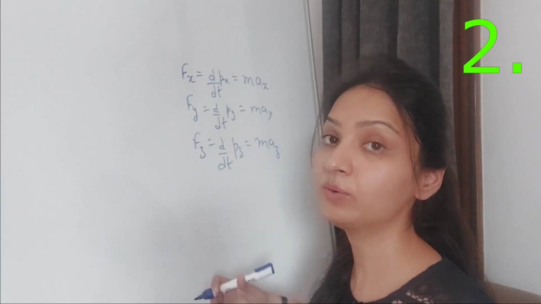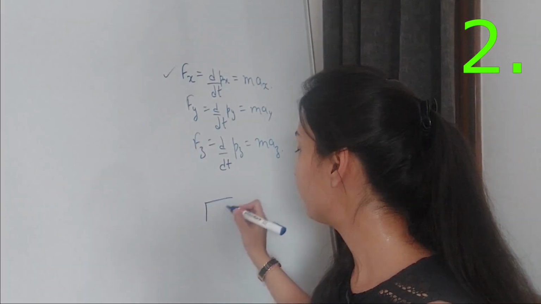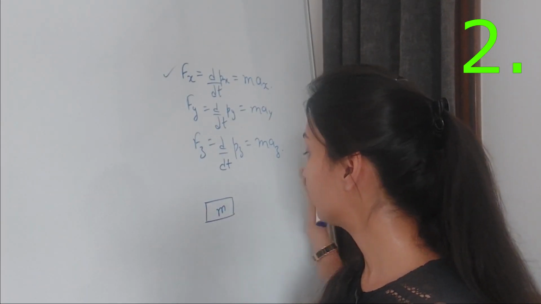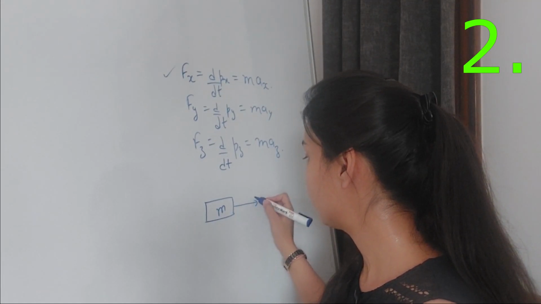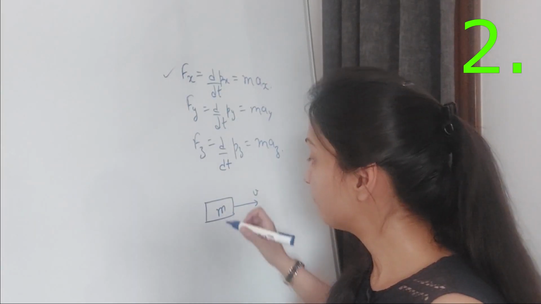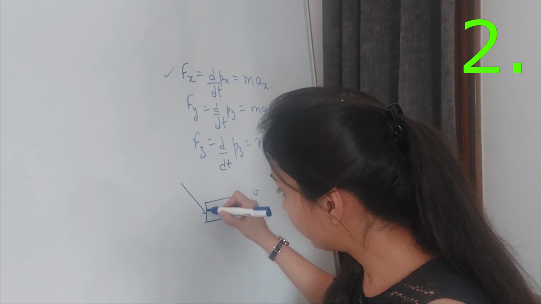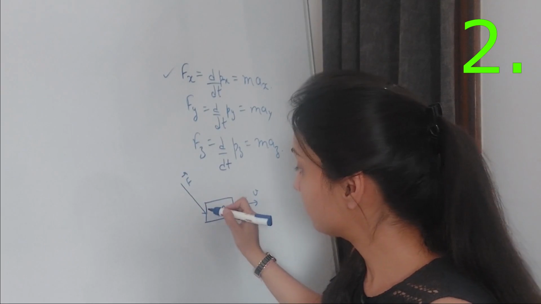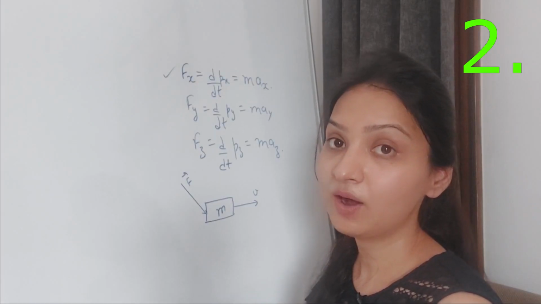So what do we conclude from this? For example, if you have a body of mass, say m, and this is moving in some direction, say this horizontal direction v, and you have a force that is applied on this body, which is not parallel to this velocity, but it is forming some angle with this. Now let us see how we can interpret this.